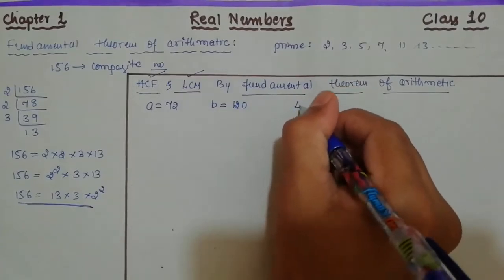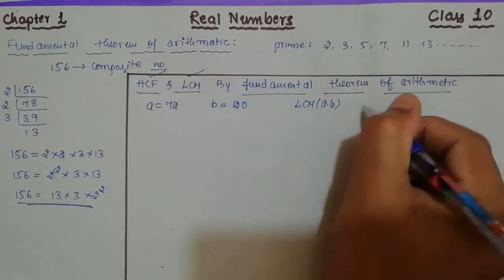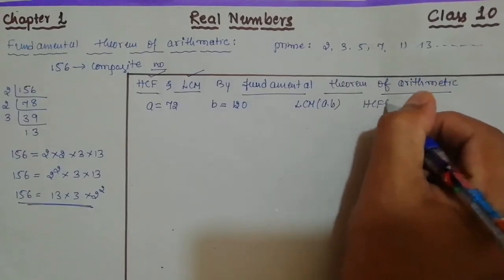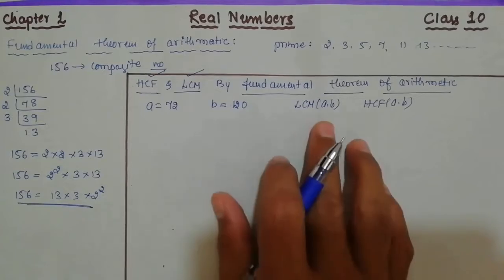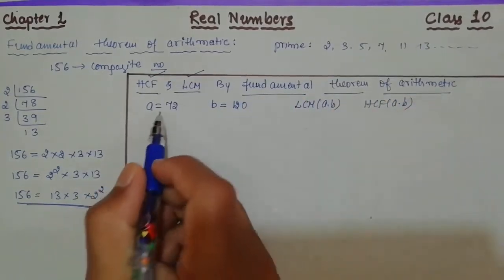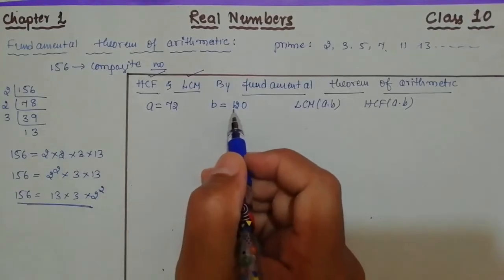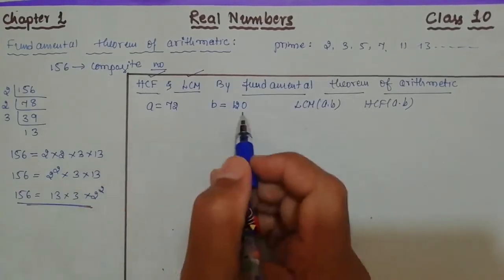Now I have to find out LCM of these two numbers, and also HCF of these two numbers. First I'm going to find out HCF and then LCM. So before this, you need to factorize these. According to the fundamental theorem of arithmetic, a and b are actually what type of numbers? Composite numbers. Always composite numbers will be given to you, and you need to factorize these two numbers.